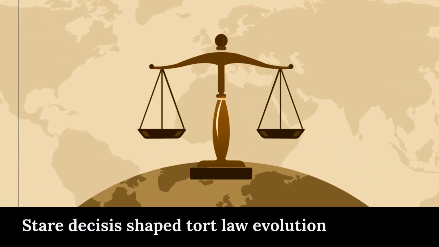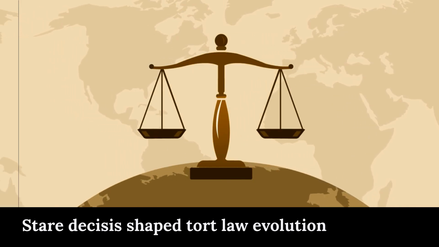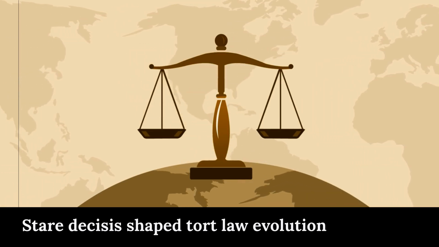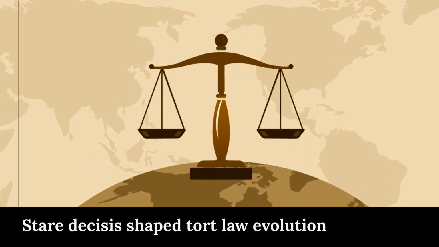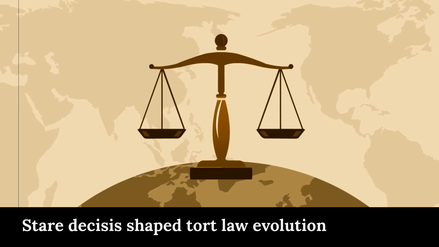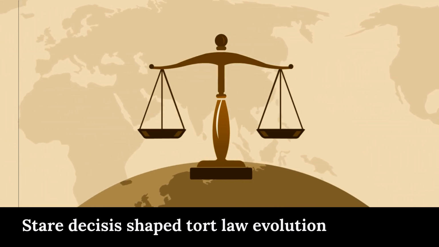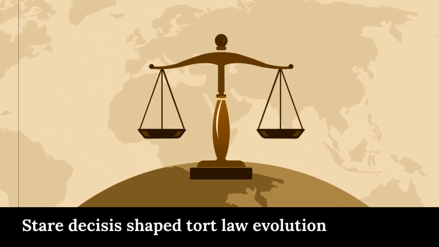Stare decisis was crucial in tort law's evolution. Judges built on earlier rulings, creating a consistent body of law. Donoghue v Stevenson established modern negligence concepts. Rylands v. Fletcher introduced strict liability. Statute law also shapes tort law, like the Law Reform Act reducing damages for shared fault.